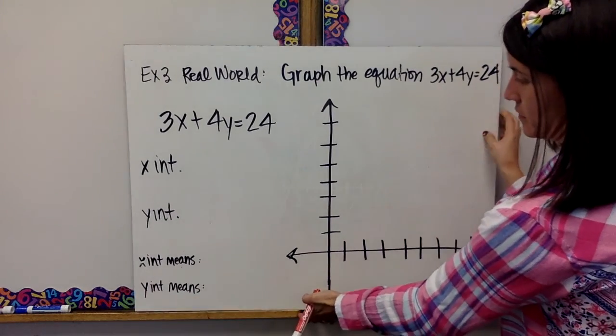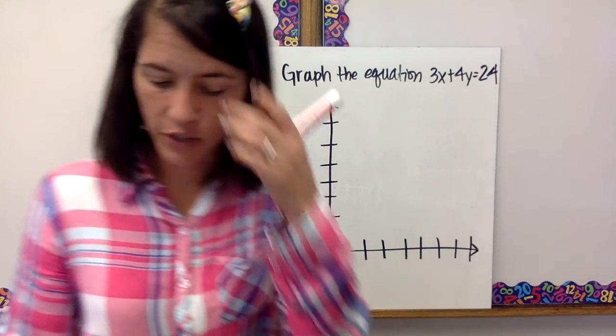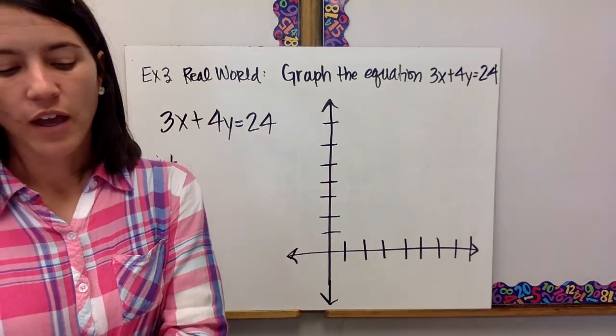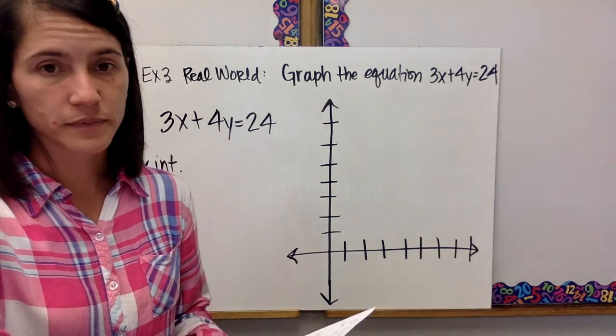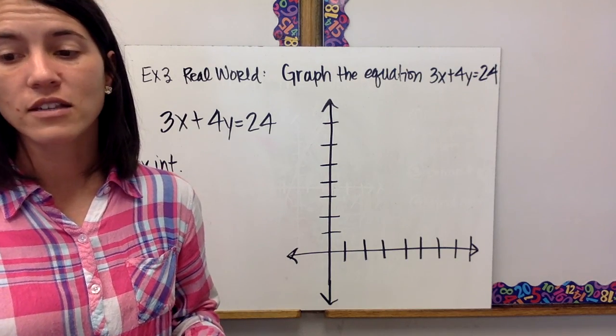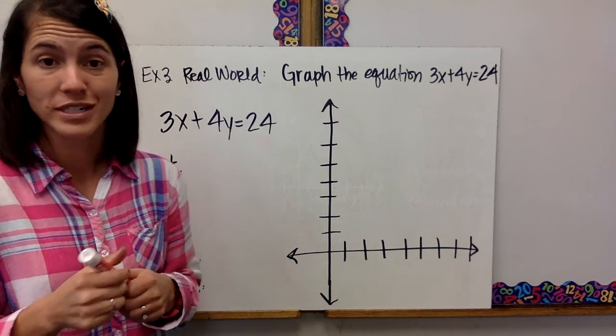All right, last problem, a real world problem. I think you have the problem on your paper, so I'm going to read it. It says, Jay spends $24 for cookies and ice cream. Cookies cost $3 a box and ice cream costs $4 a carton. Graph the equation where x is the boxes of cookies and y are the cartons of ice cream. What do the x and y intercepts represent?